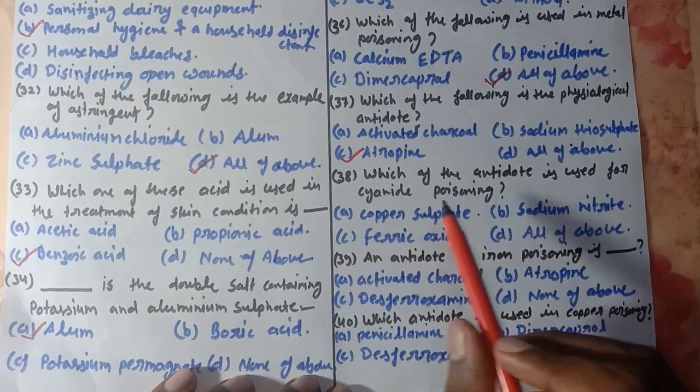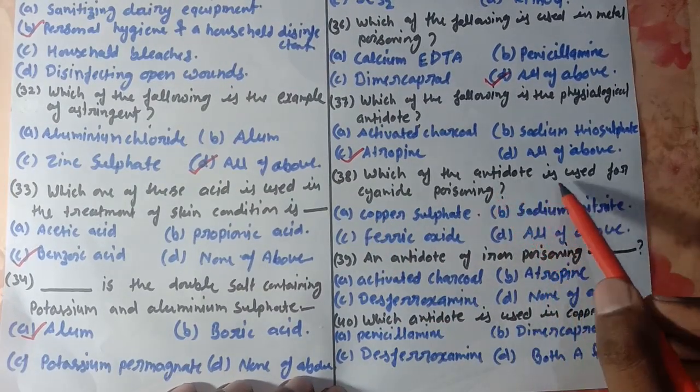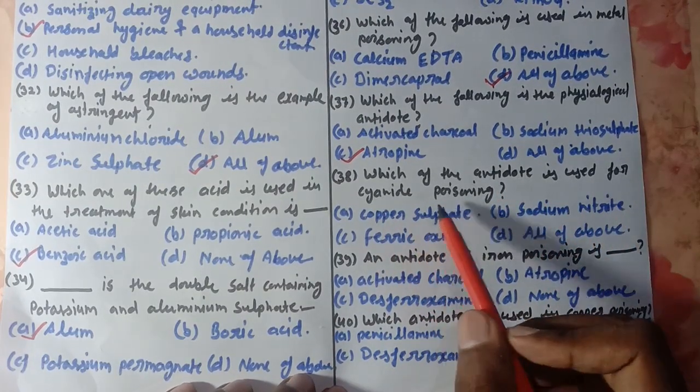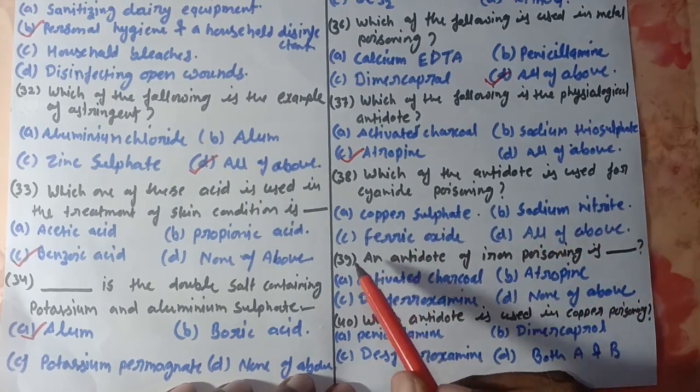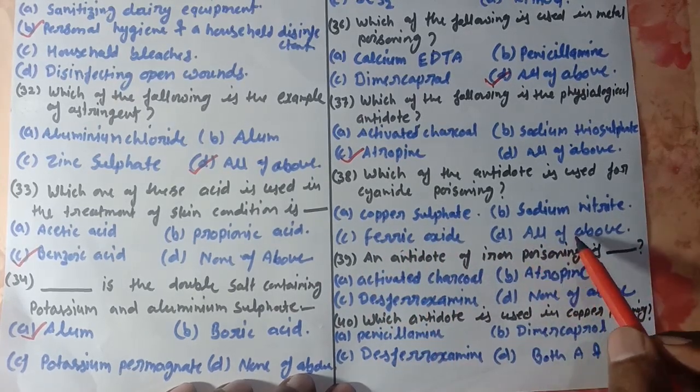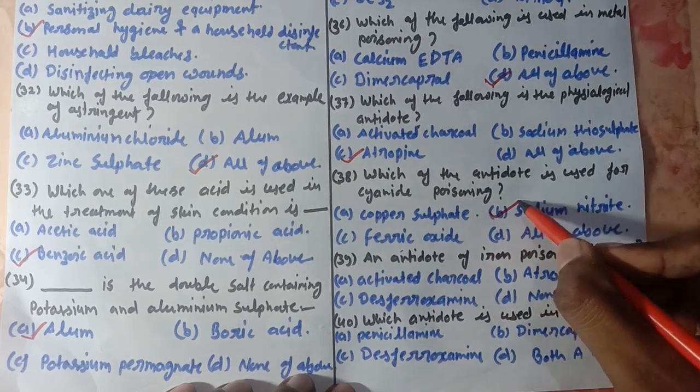Question number 38. Which antidote is used for cyanide poisoning? Option A, copper sulfate; option B, sodium nitrite; option C, ferric oxide; option D, all of above. So the answer is B, sodium nitrite.